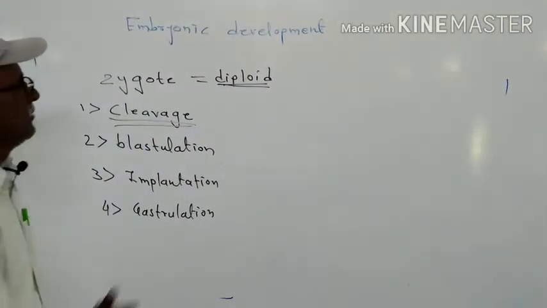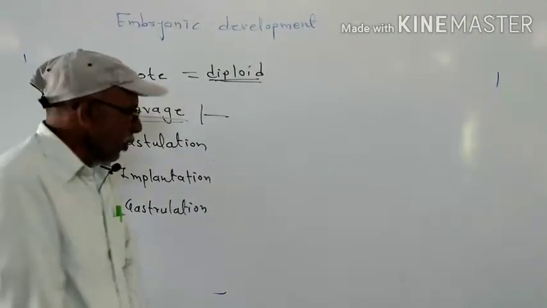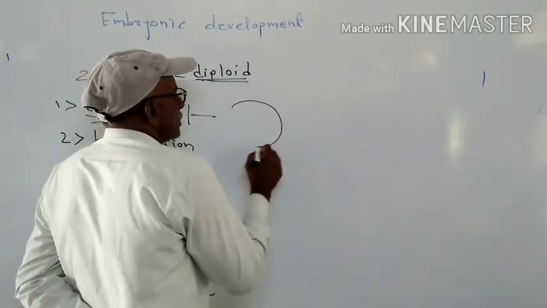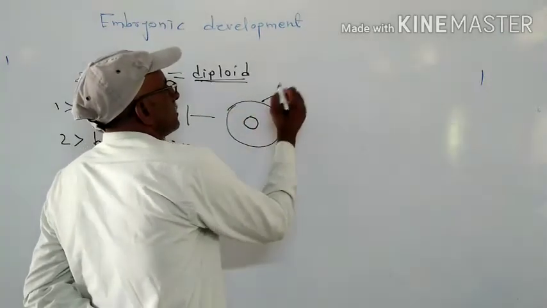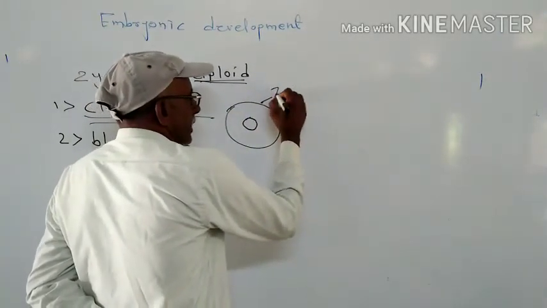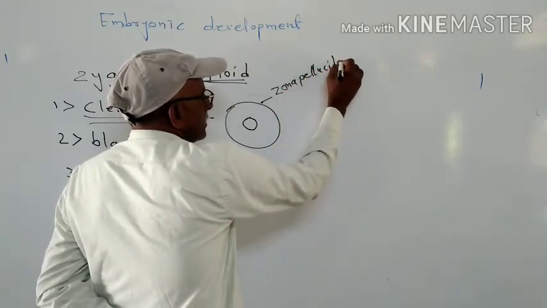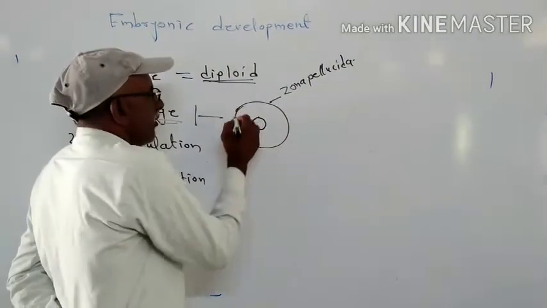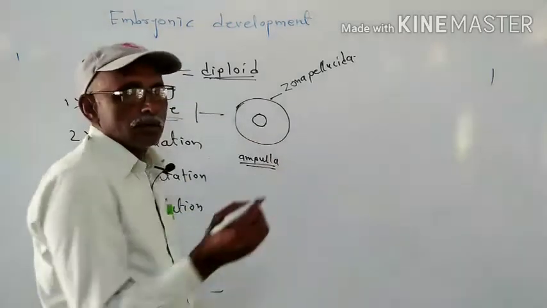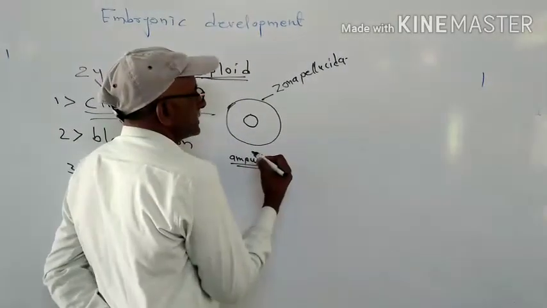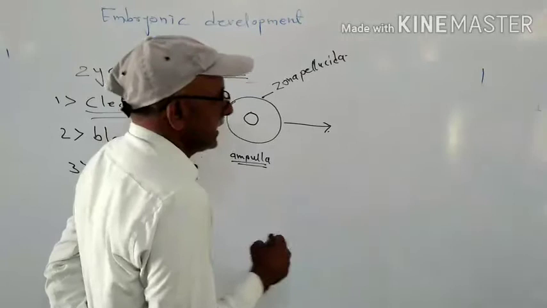First of all, we will see the cleavage process. Now, when the zygote is formed, this is the zygote, which is diploid. This is the zona pellucida covering. This is formed in the ampullary region, the ampulla of the fallopian tube. Then after this, what happens? The next process starts.